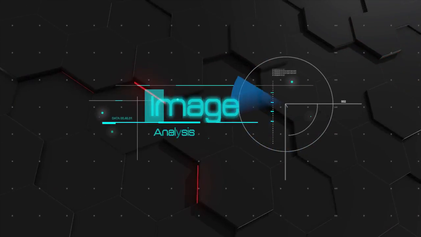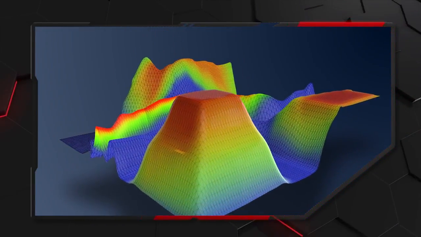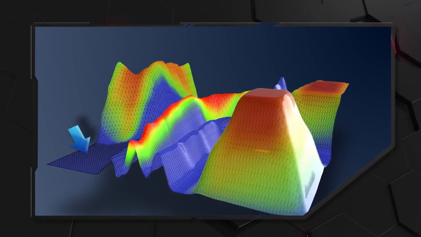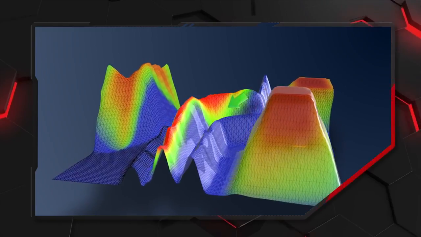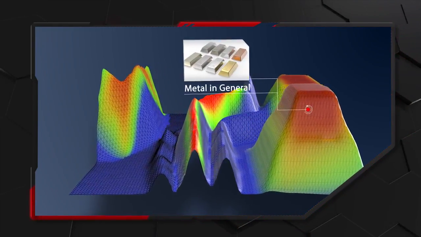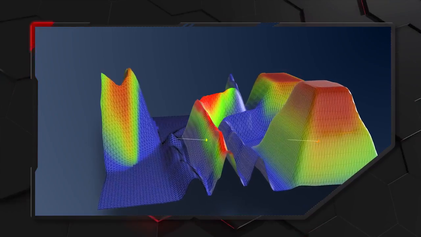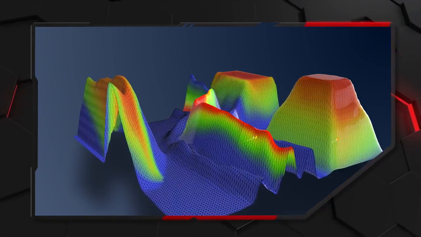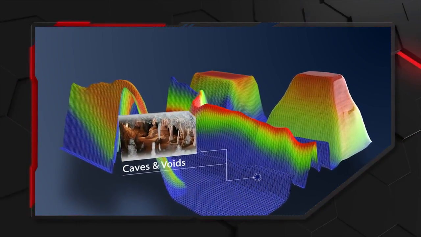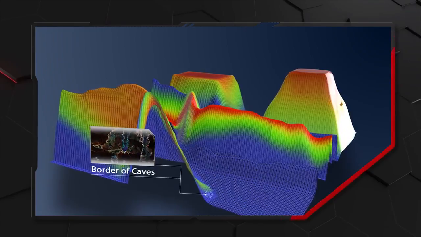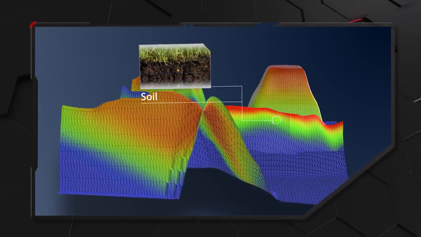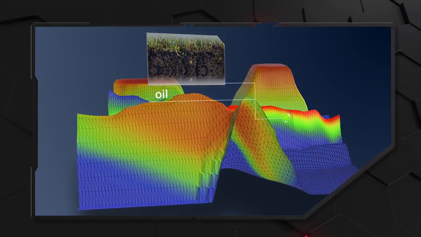Image analysis. When you preview the image, you can see the following colors: red, orange, yellow, dark blue, light blue, and green. The red color is a symbol of metals in general. Orange and yellow for metals and mineral soil. Dark blue color for caves and voids, and light blue to determine the border of caves. The green color symbolizes the soil.